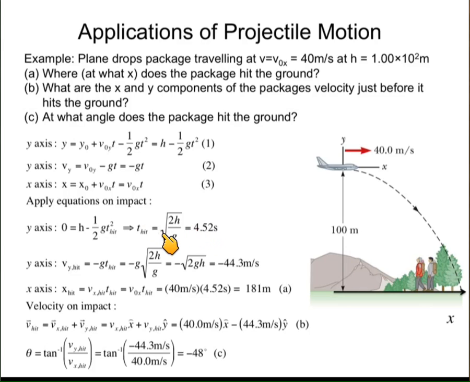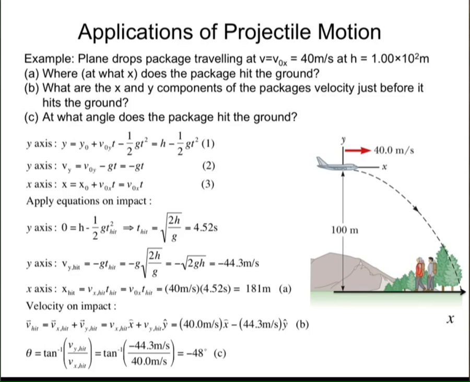And there's a nice expression for this. It is the square root of 2 times the height divided by g. Whenever you release or throw an object which has horizontal velocity only, not an initial vertical velocity, and you also know the initial height, this is the time it takes to reach the ground, okay?